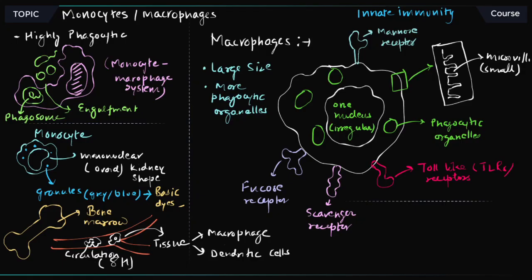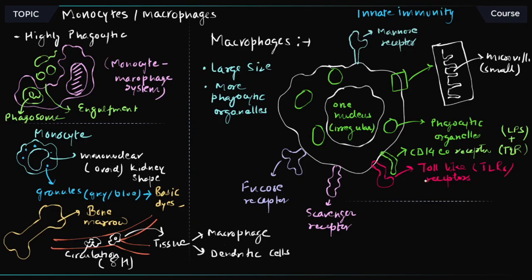Next, we have the CD14 receptor. It's also known as a co-receptor. CD14 co-receptor, let me write it down clearly. Co-receptor. Why co-receptor? Because to detect LPS, it needs to work with toll-like receptor. So in association with toll-like receptor, it will try to detect the LPS, which is present on the surface of gram-negative bacteria.